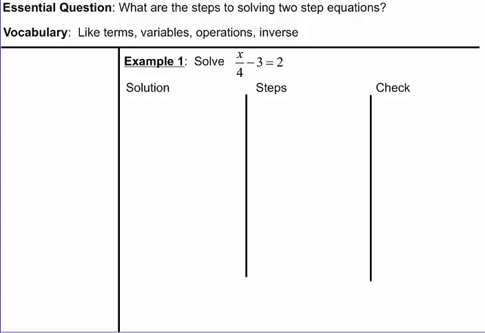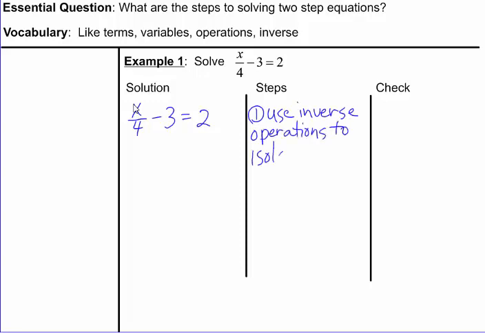So let's start by copying down the problem that we need to solve. This first example: x divided by 4 minus 3 equals 2. When you're solving equations, one of the things that you want to do is the inverse. You want to undo the operations that were done to get the 2. So we want to use inverse operations to isolate the variable.